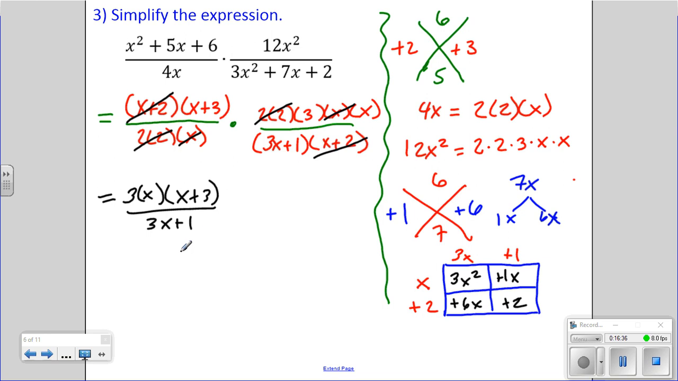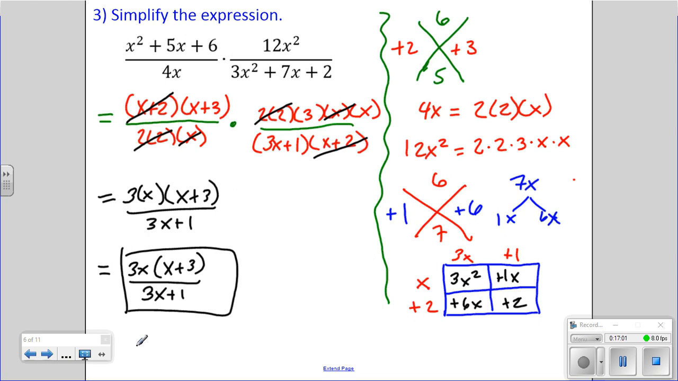So parentheses aren't necessary anymore for that one at the bottom. I'm practically done, but if you want to clean it up just a smidge, you can actually multiply the 3 with the x and get 3x, and that's the only thing you need to multiply at the top. You can leave x plus 3 in parentheses, and you have a perfectly good answer. So that would be the simplified version of that expression. And this concludes your notes for today.